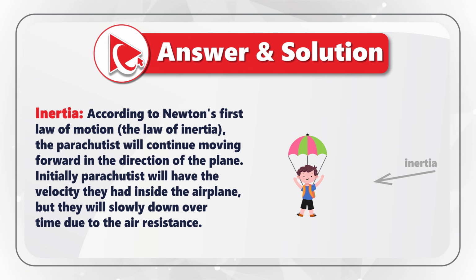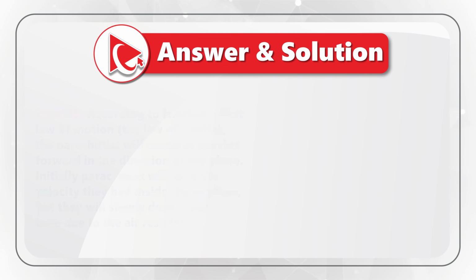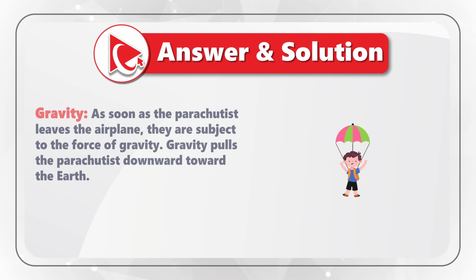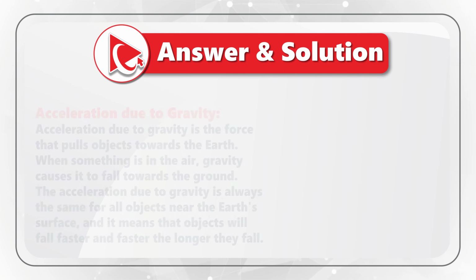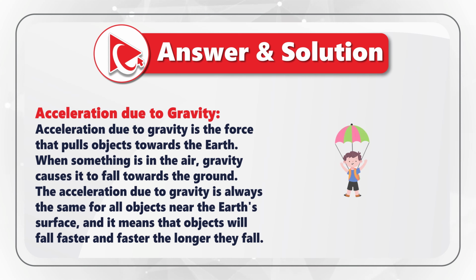Initially, the parachutist will have the velocity they had inside the plane, but they will slow down over time due to air resistance. Another force that will define the trajectory is the force of gravity. As soon as the parachutist leaves the plane, they will be subject to the force of gravity. Gravity pulls the parachutist downward toward the earth.